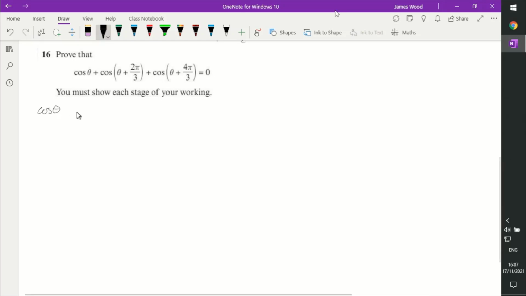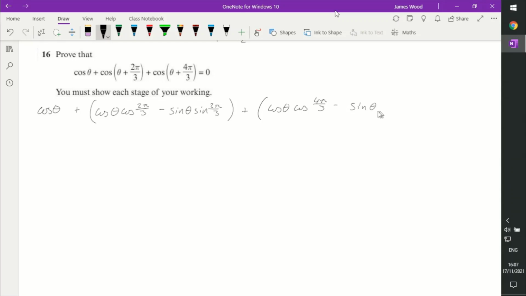So we've started off with cos theta plus this one here we can expand. So this is going to be cos theta cos 2 pi over 3 minus sine theta sine 2 pi over 3 plus then this expansion here. Maybe if I put a bracket around each of these just to make them a bit more separate. Cos of this plus this, that's going to be cos theta cos 4 pi over 3 minus sine theta sine 4 pi over 3. And hopefully we can simplify this and get to 0.